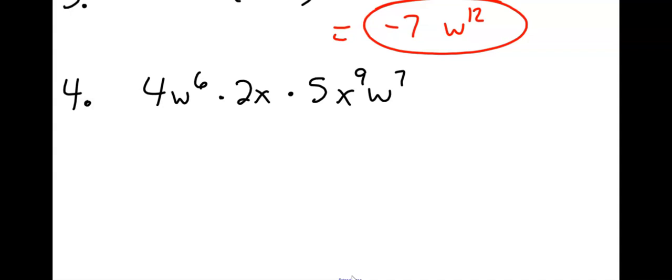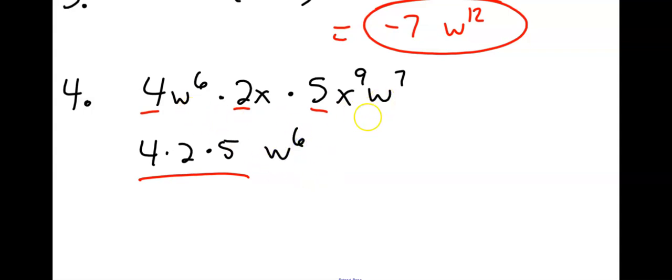Okay. And again, you can basically go back and rearrange them all to do what you want to do. If you just do the numbers, you've got 4 times 2 times 5. Just pulling out the numbers here so we've got them all together. You've got then the w to the 6th. That's here. You've also got a w to the 7th that's here. You've got this 1x that's by itself, and you've got this x to the 9th that's here.